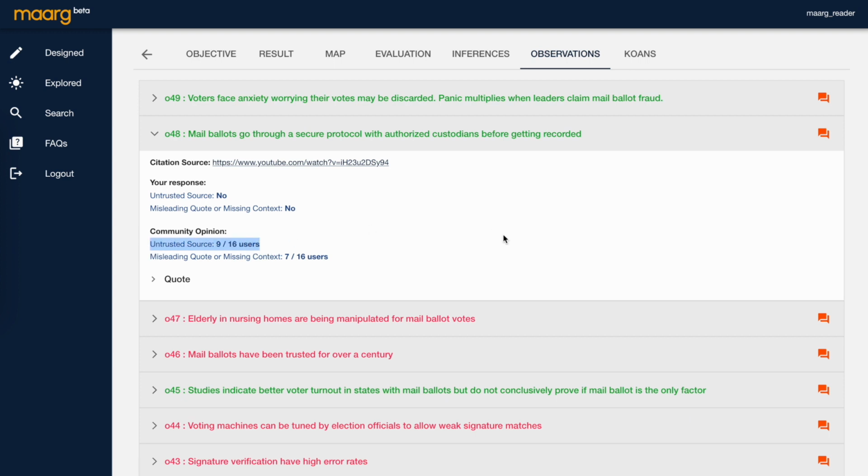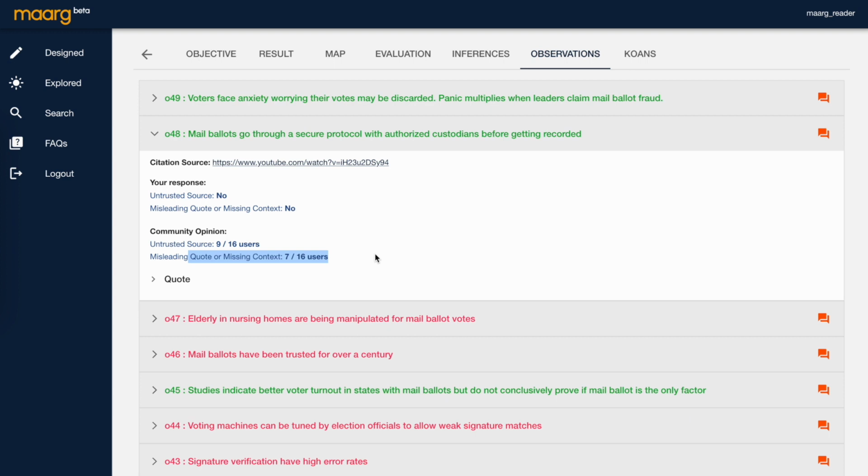So remember, observations are merely data. If many users think that the data source is not trustworthy or the citation has been misquoted, this number usually suggests you to double check this information on your own, and this helps as a tool to fight fake news.